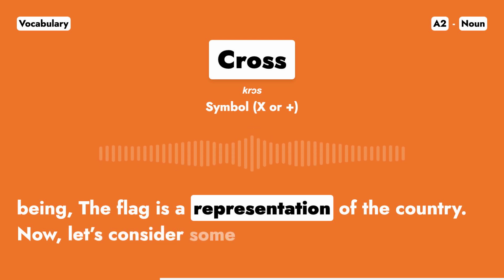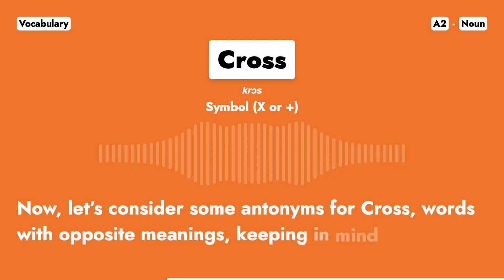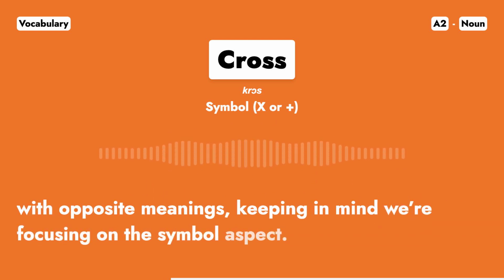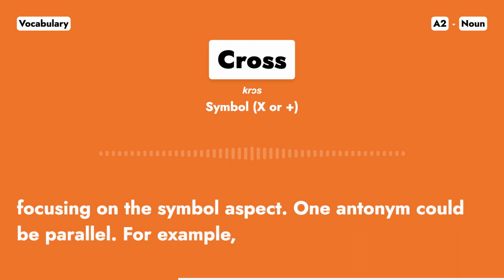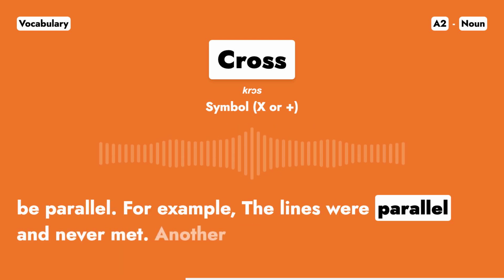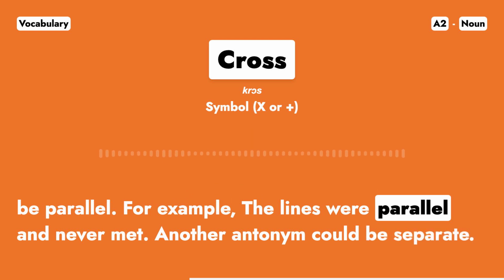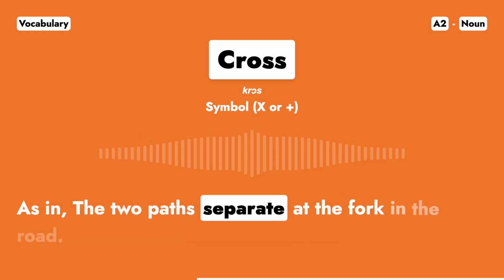Now, let's consider some antonyms for cross, words with opposite meanings, keeping in mind we're focusing on the symbol aspect. One antonym could be parallel. For example, the lines were parallel and never met. Another antonym could be separate, as in, the two paths separate at the fork in the road.